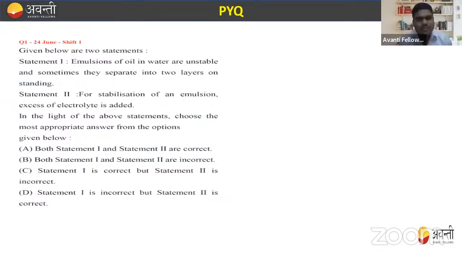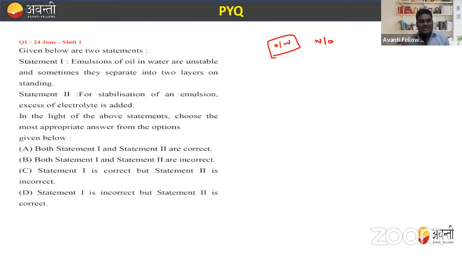Now this question is again from surface chemistry. Given below are two statements. Statement one: emulsions of oil in water are unstable and sometimes they separate into two layers on standing. There are two types of emulsion: the first is oil in water and the next is water in oil. In one, water acts as the dispersed phase, and in the other, oil acts as the dispersed phase. So emulsions of oil in water are unstable and sometimes they separate into two layers on standing.